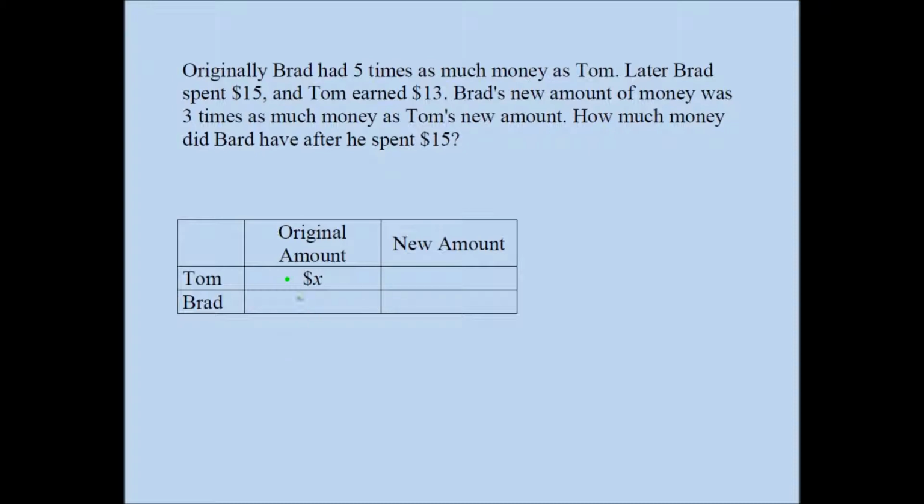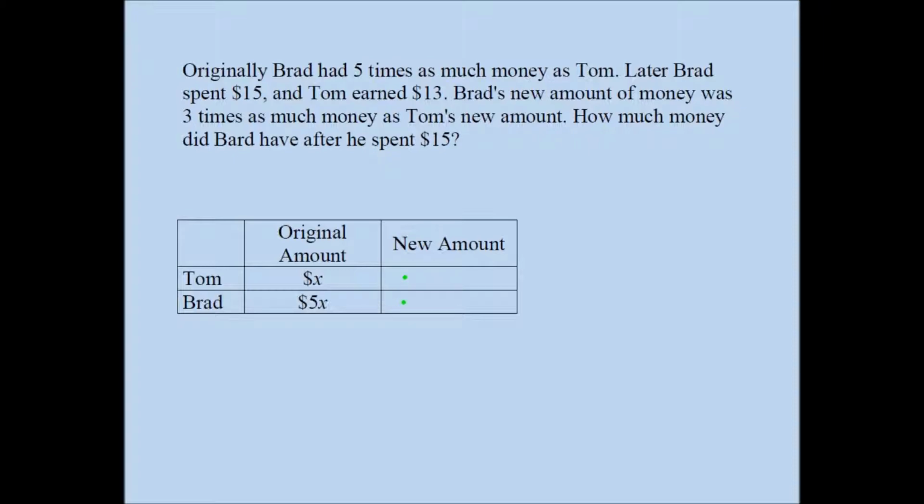Here we're going to find out what Brad originally had. And then we're going to fill out the two new amounts that the two boys had. So the question says Brad originally had 5 times as much money as Tom, so Brad must have 5x dollars. 5 times x.